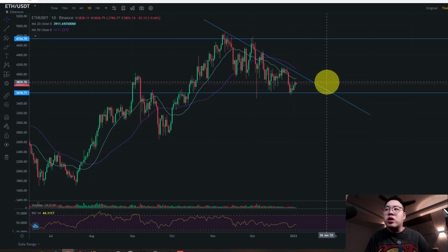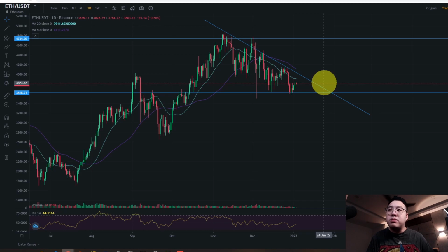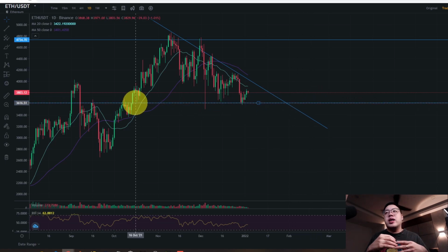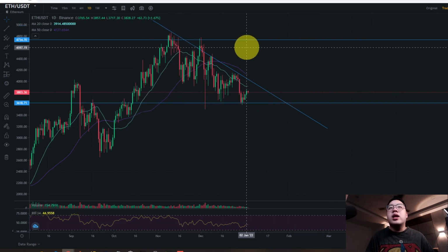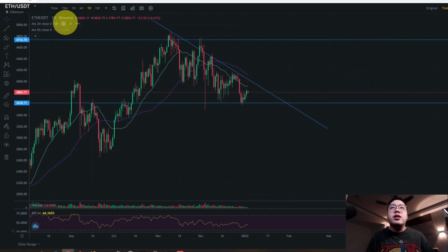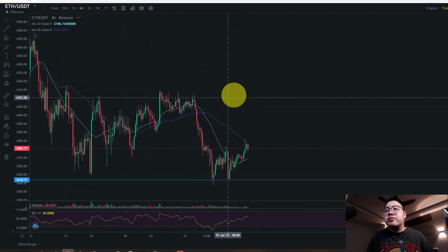So you can buy at the lower price, as low as possible, in order to join the ride. So this is how you look at Ethereum's chart. Once you look at the daily chart, you see that right now Ethereum has the momentum to go all the way up here. Then look at the 4-hour chart.